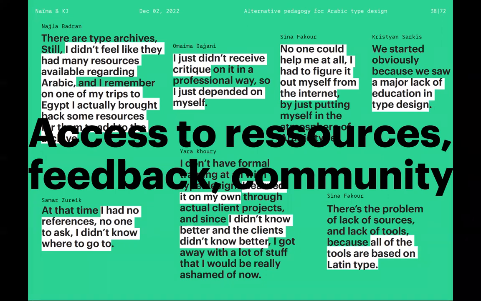Yes. And on this theme of how did you start your journey into type design, there was a strong commonality of a bit of a struggle in terms of access to resources, design feedback, and even a community for resources and exchange around Arabic type design. Even if now there is more material on the web, there is still not that much material about design per se. So this lack of resources has been an overwhelmingly common thread.